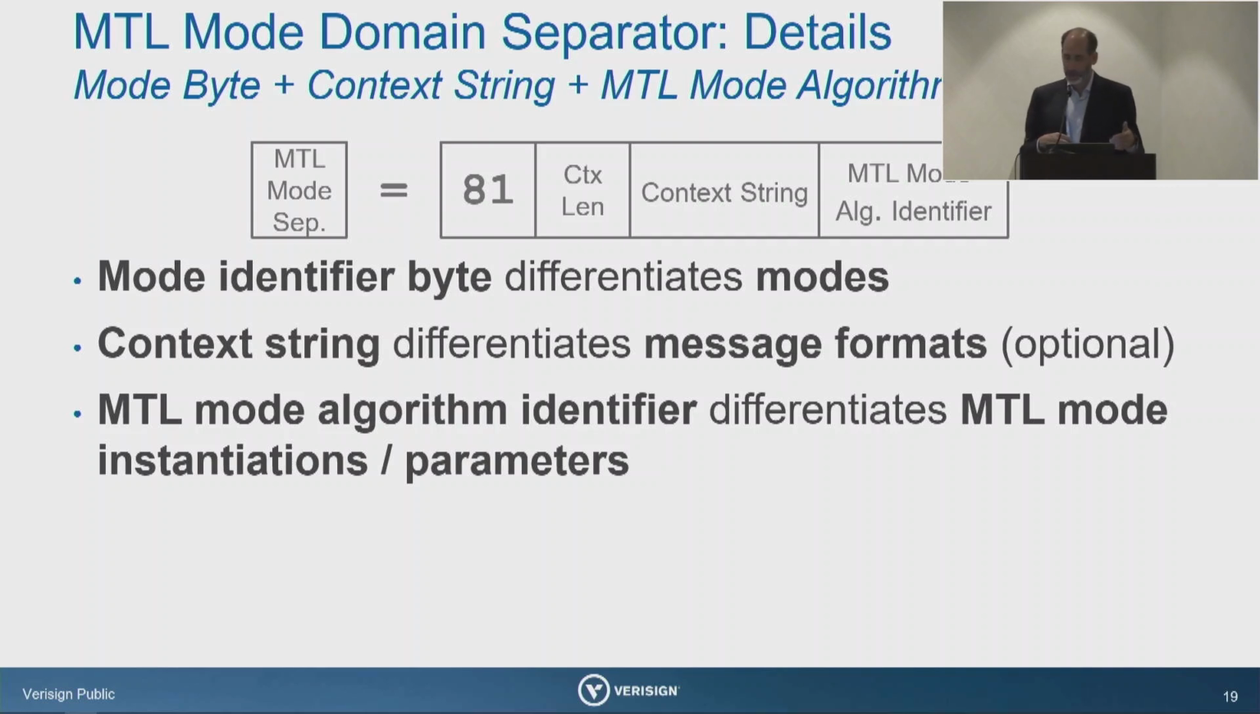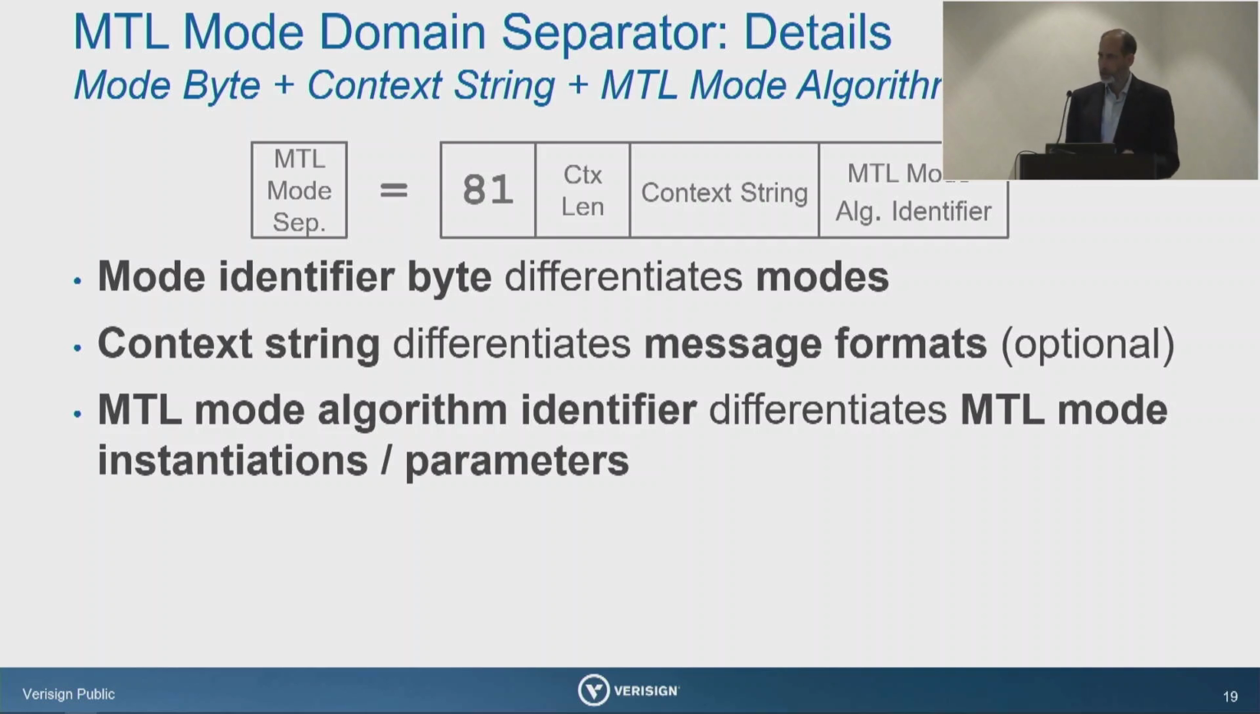So in case you happen to be using these underlying algorithms in pure or prehash mode, Merkle tree ladder mode would be different. Now, that was an initial proposal. I have some feedback that says there's probably a better way to do that. But here you'd have 81, you'd have a context length, like before the context string, and then a Merkle tree ladder mode algorithm identifier, because there might be different ways of forming your ladder and hashing, just like there are different ways of prehashing. Okay, so far so good on that.